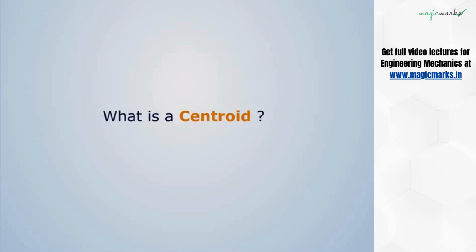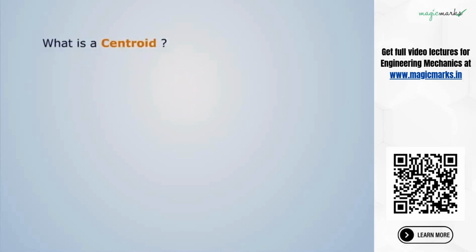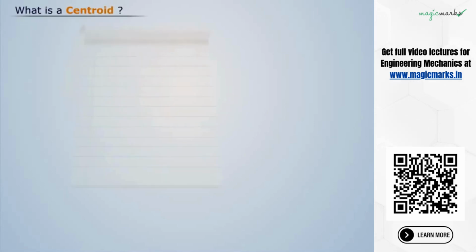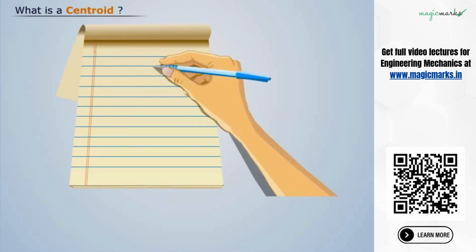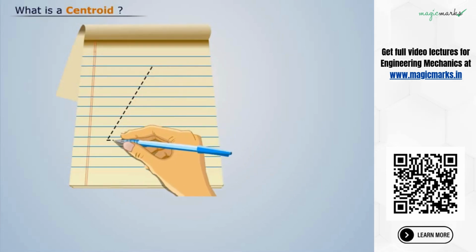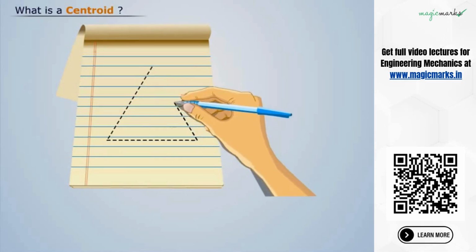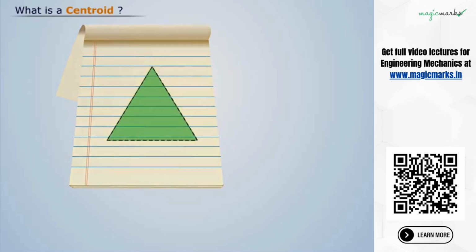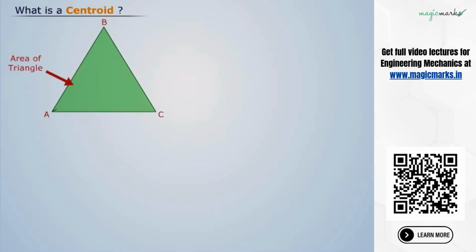What is a centroid? To understand centroid, let us consider a triangular area as shown. When we join the perpendicular bisectors AM, BN and CL of this triangular area, we see that the bisectors meet at a point G. This point G is known as the center of a triangular area.